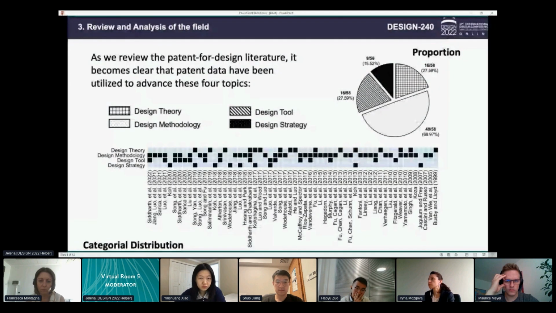As we review the patent for design literature, it becomes clear that patent data have been utilized to advance these 4 topics, including design theory, design methodology, design tool, and design strategy. We manually classified retrieved literature into each of the 4 categories. This figure presents the proportion and categorical distribution. We can see most of the patent for design literature focuses on design methodology.